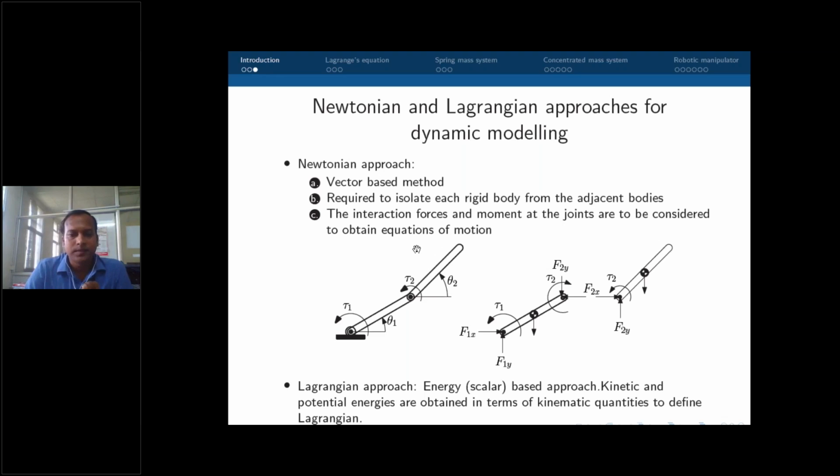To overcome this, there is an approach, the Lagrangian approach. The Lagrangian approach is an energy-based approach. Energy is a scalar quantity, so this is a scalar approach, and here we need to find the kinetic energy of the system and the potential energy of the system. If we can find the kinetic energy, the potential energy, and the virtual work done by the non-potential forces, then we can find the equation of motion of the system. That is the basis of this Lagrangian approach.